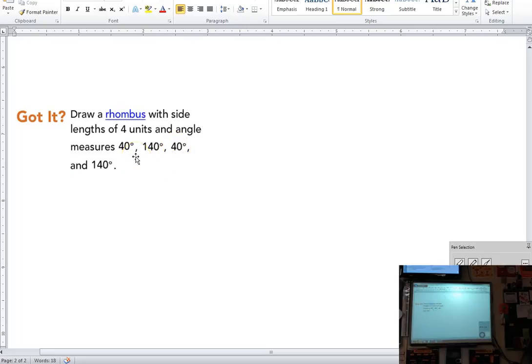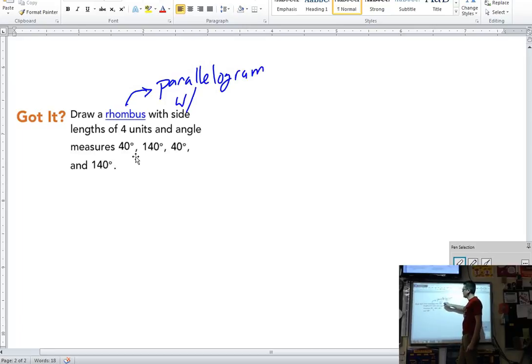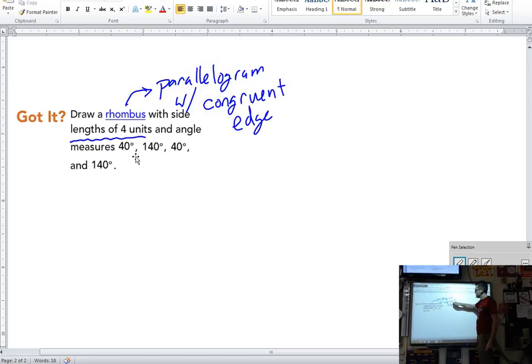So a rhombus, you might as well write on your notes. I forgot I don't have your notes page right here. So it's a parallelogram, so go ahead and write that down, with congruent sides. Or congruent edges. We can start to use edges because that's a better word. So a square is a rhombus. A rhombus is not necessarily a square. So let's try to draw this.